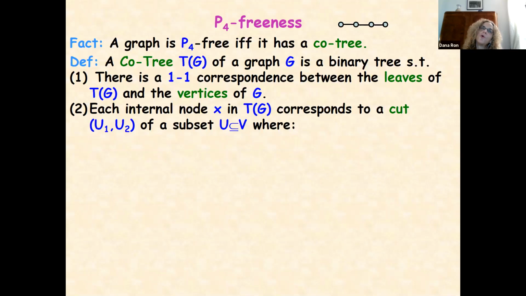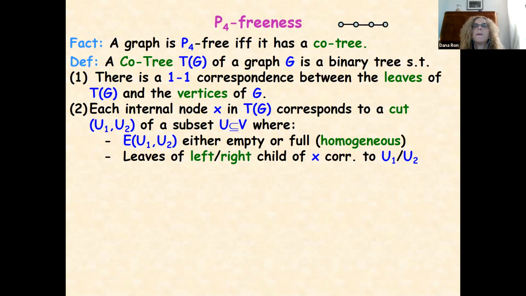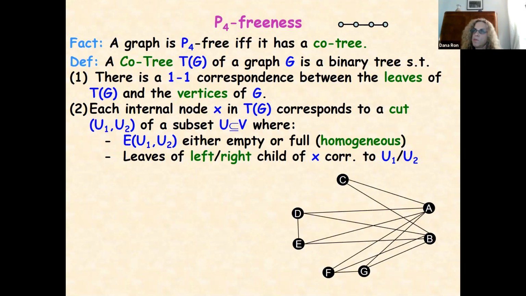The internal nodes, each internal node corresponds to a cut in the graph, where the cut is either empty or full. And you know what, let me go to the illustration. I think this is a little easier. So suppose these are my vertices. This is my graph. Now I want to just describe the cut tree or the cotree.